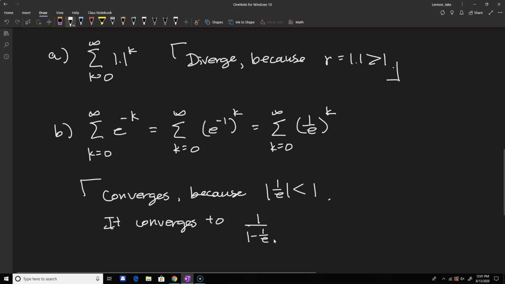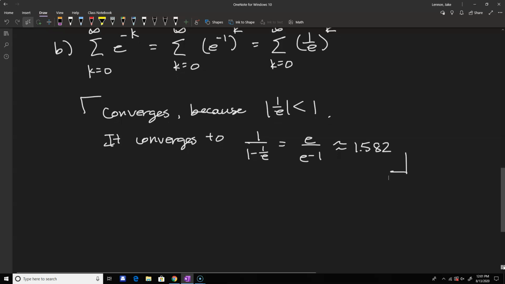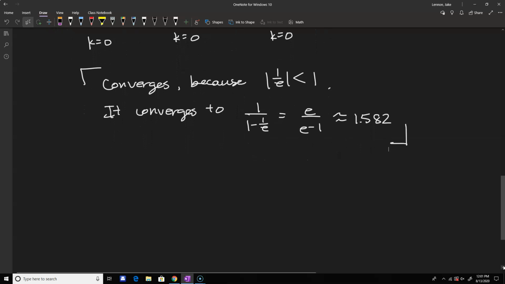Our first term is 1, because anything to the 0 power is going to be 1. If you multiply the top and bottom by e, you can rewrite this more cleanly as e over e minus 1, and if you want an approximation, that's about 1.582. So that's exactly what that series is going to converge to. Even though you're adding up infinitely many things, it will approach this number, just as a limit approaches a certain value when we look at a graph.